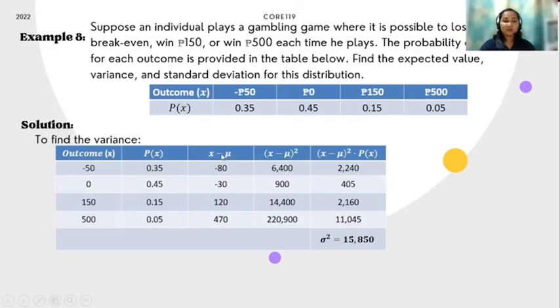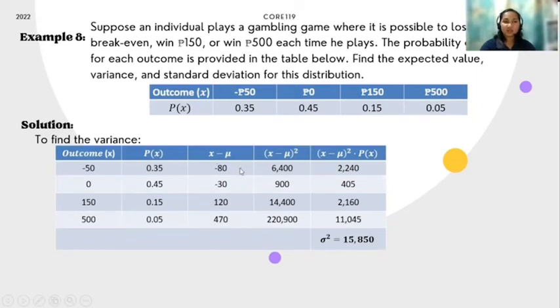Again, yung 30, saan galing siya? Doon sa expected value. So, if x is 150, we have 150 minus 30, that is 120. We also have 500 minus 30, that's 470. Okay? So, after which, just square those values on the third column.